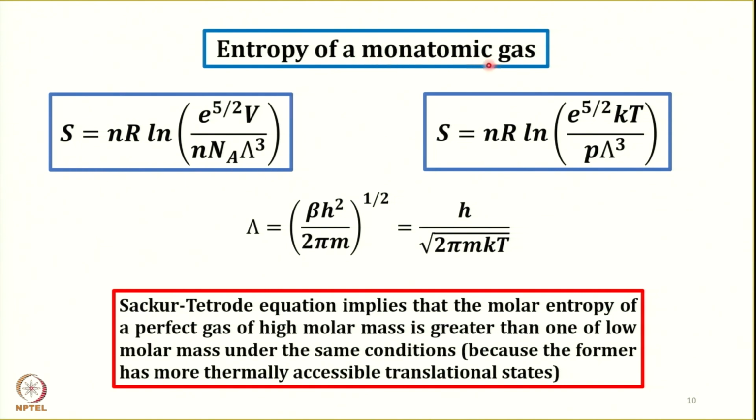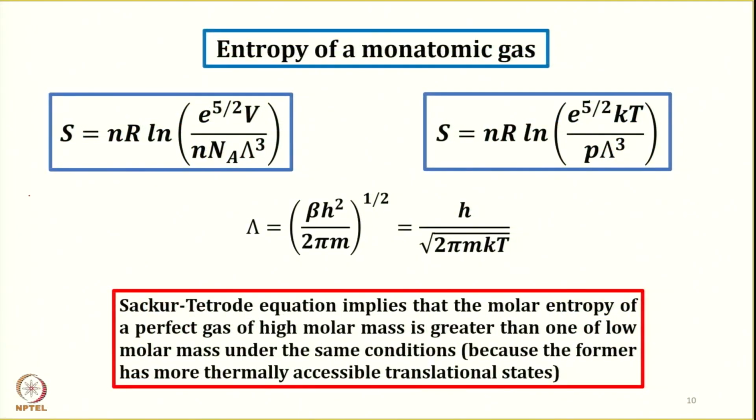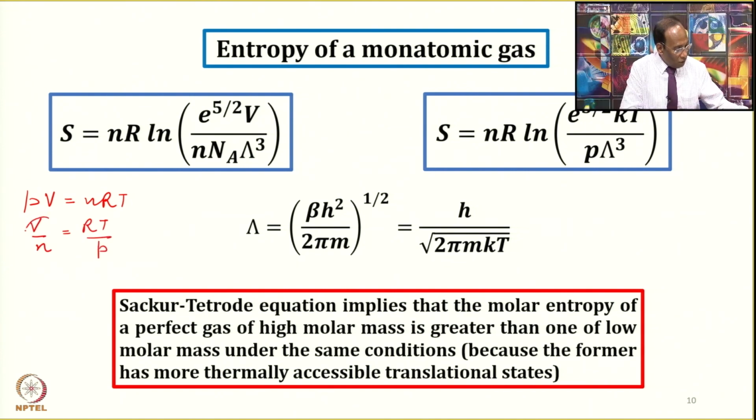And since we are talking about monatomic gas, we assume these are ideal gases. Assuming ideality, let us use the ideal gas law and see what shape it takes. If I use PV is equal to nRT, then V upon n is equal to RT upon P. This V upon n I can substitute here. So what do we get?